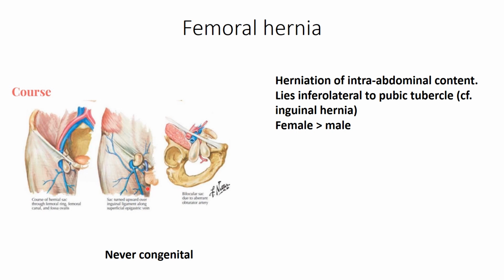This is the course. And since this is because of the obesity or the pregnancy or the chronic coughing condition, this hernia is never congenital. And also there is one more thing: this hernia comprises only 3% of peri-inguinal hernias. So it is far less common than the inguinal hernia. And because of this narrow neck, it is more prone to strangulation than the inguinal hernia.